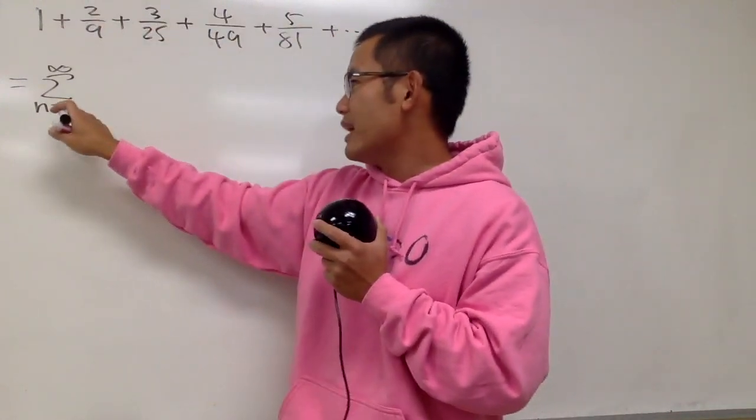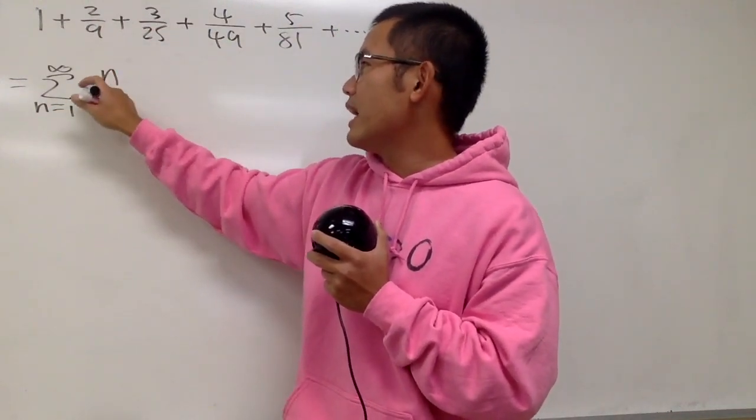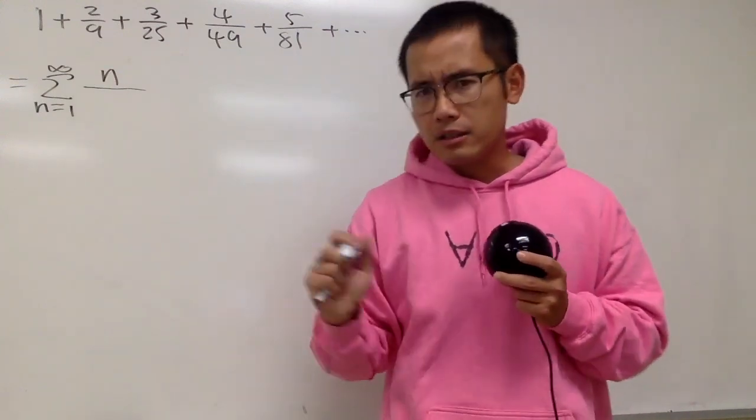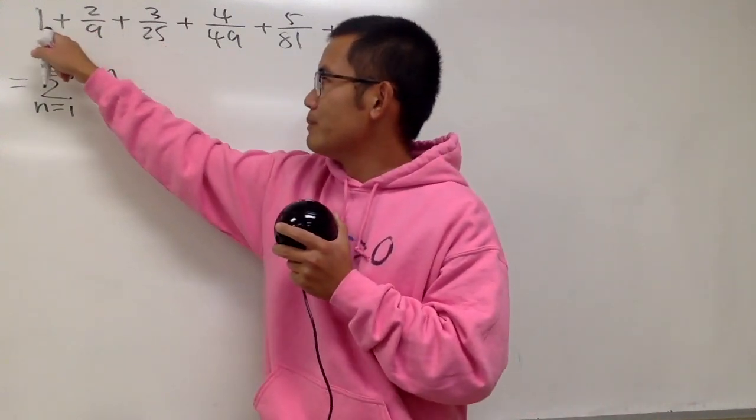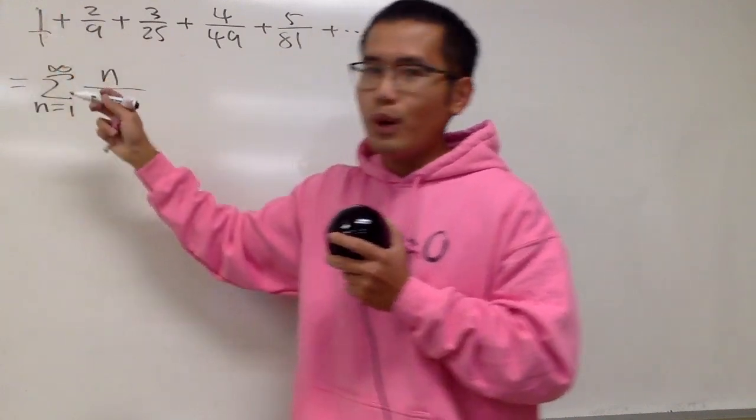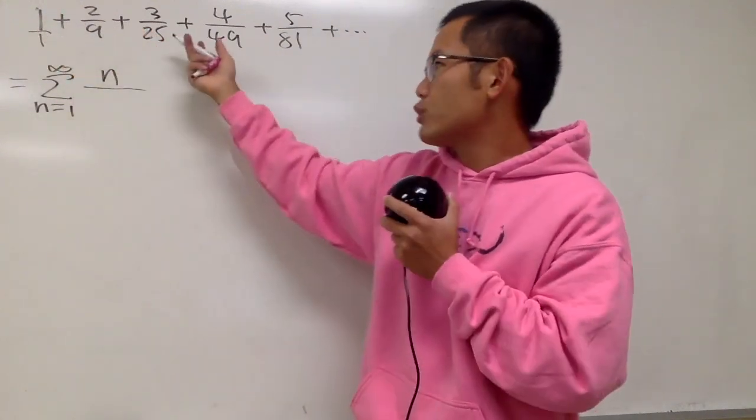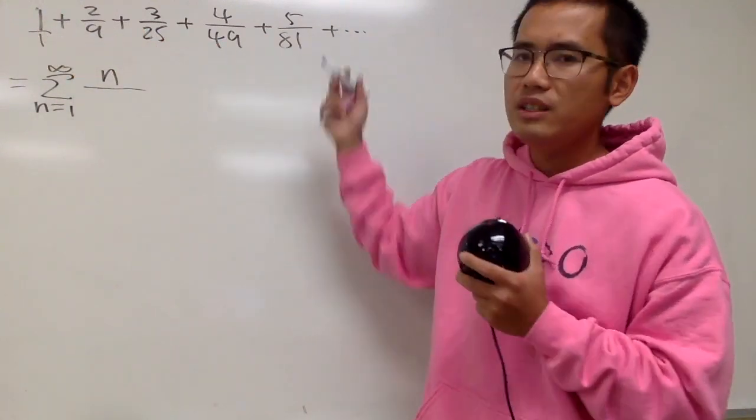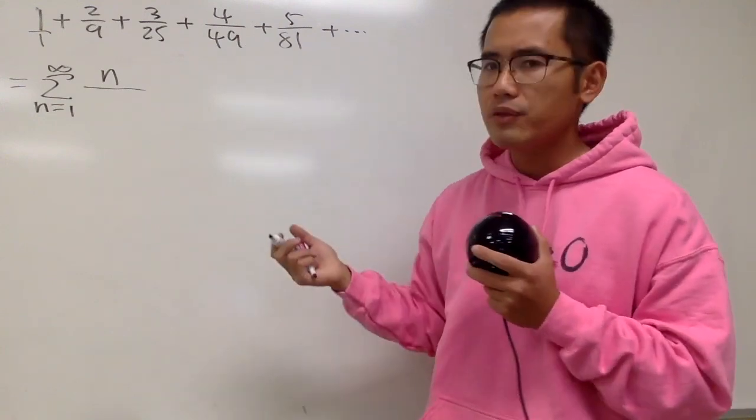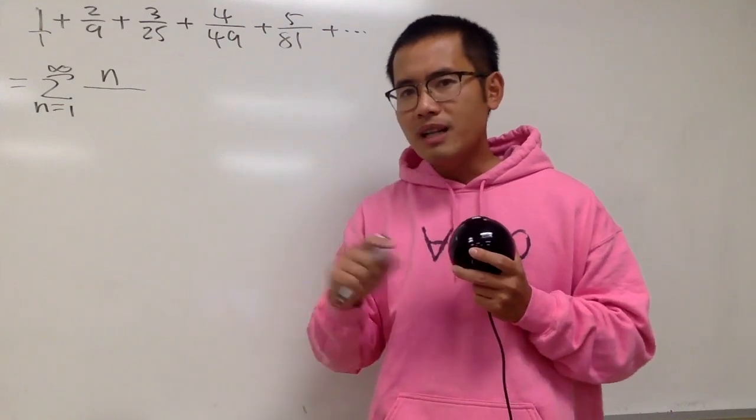So as n goes from 1, we just have n on the top. But on the bottom, we see that this is like 1 over 1, if you like. Yeah, 1 over 1. And then this is 9, 25, and 47, 81. What do these numbers remind you of? Perfect squares. But not all the perfect squares.